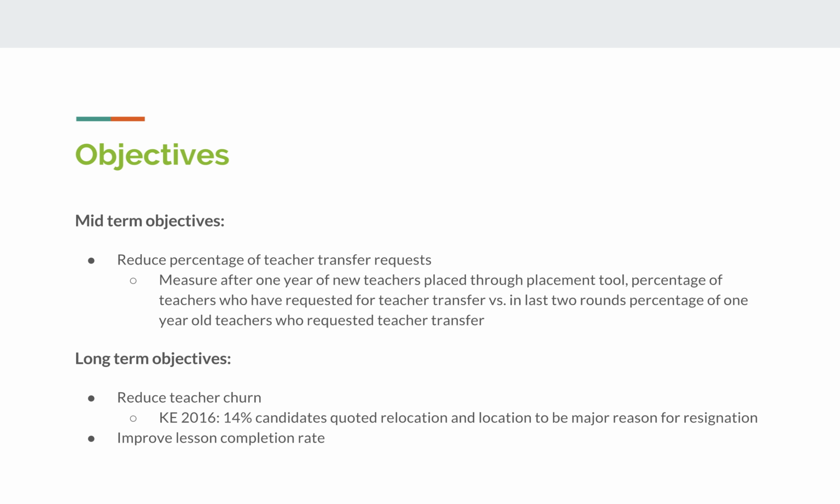So obviously I think this teacher transfer is partly because of teachers who have relocated to another location. Maybe they have moved their place, but another part of it is that they haven't been placed in the right location initially. So if our recruitment placement can be done better, then our objective is to reduce the percentage of teachers who want to make that transfer.